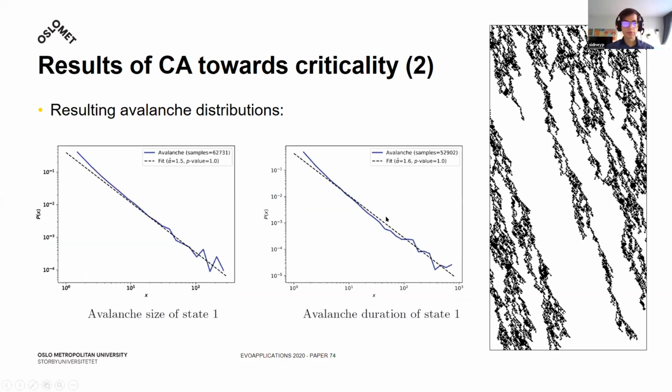And here are the resulting avalanche distributions for size and duration of state 1. State 1 is the color white. And it reached criticality, since the avalanche distributions follow the power law that is estimated here in this dashed line. Here, the x-axis is the size of the avalanche, and here is the probability, which is basically the normalization of how many of the avalanches occur. And we have a power law here, and also a power law here in the duration.